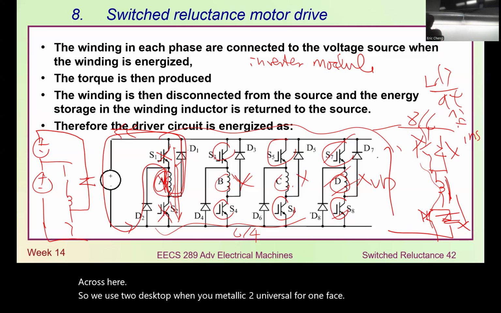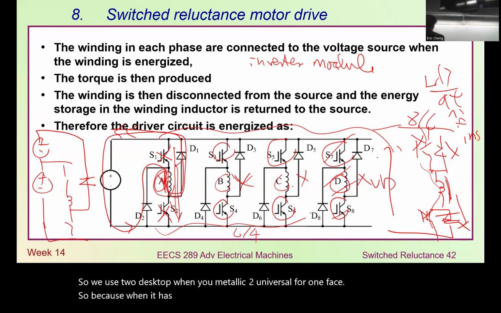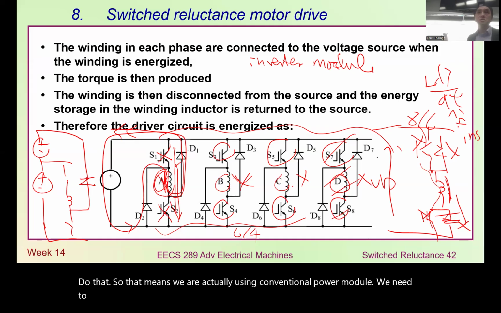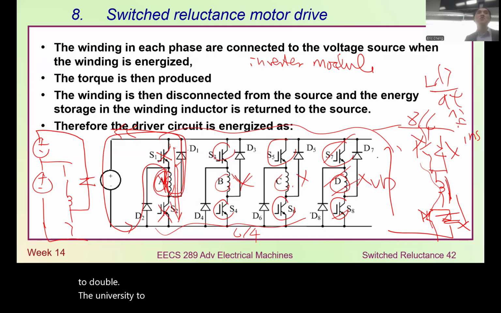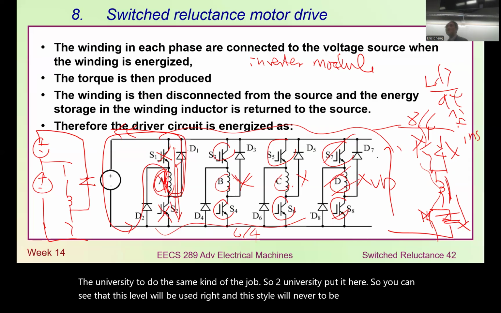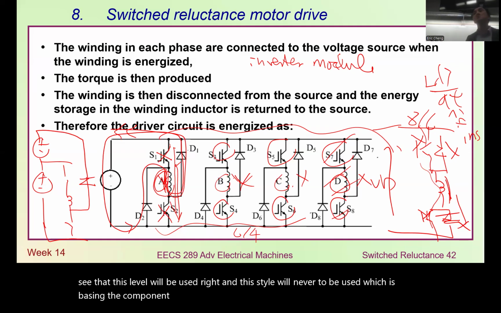Because when I turn on, the current goes through in here. When I turn off, this current will therefore flow through here. So that means we are actually using a conventional power module. We need to double the inverter leg to do the same kind of job. So two inverter legs are put in here. You can see that this leg will be used, right? And this diode will never be used. We're wasting components, but we can still use the conventional power modules.